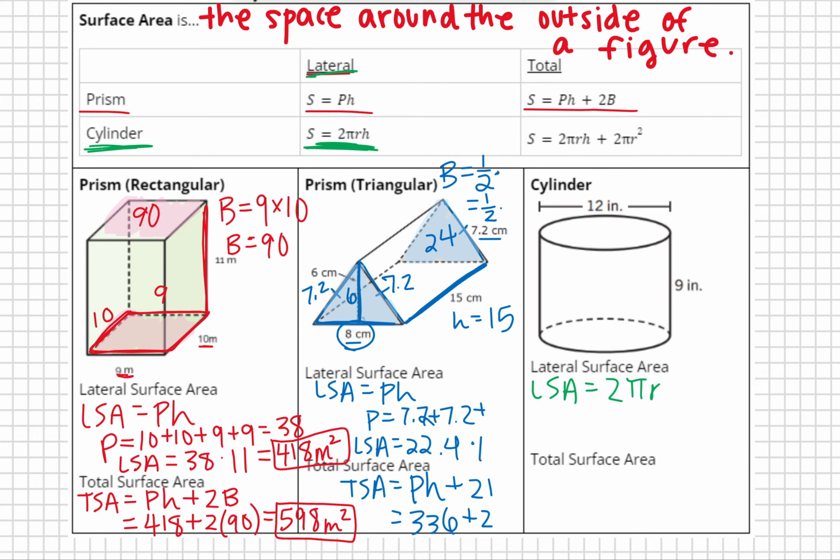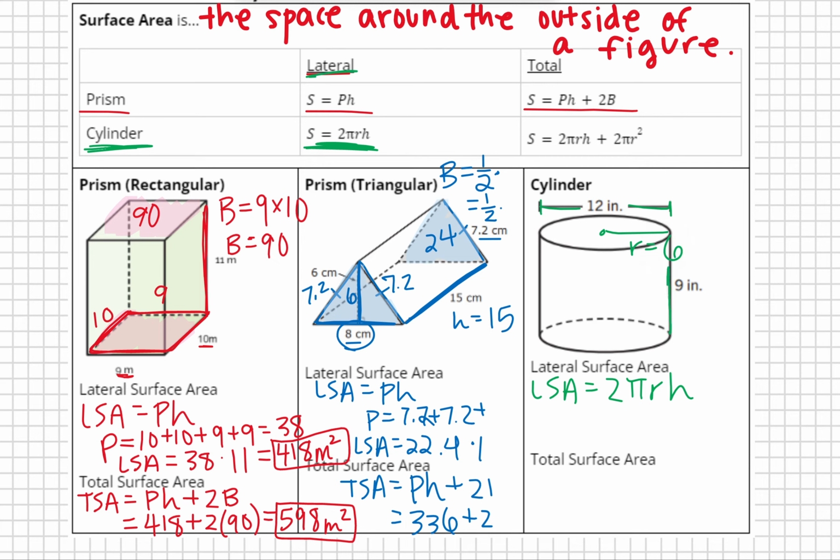Okay, so for my radius, let's look at the diagram. I know that the diameter is 12. That's the distance all the way across. For the radius, I only want half of that. So 12 divided by 2 is 6. So my radius is 6. Height is the distance from the bottom to the top. That's 9. So let's put this information in.